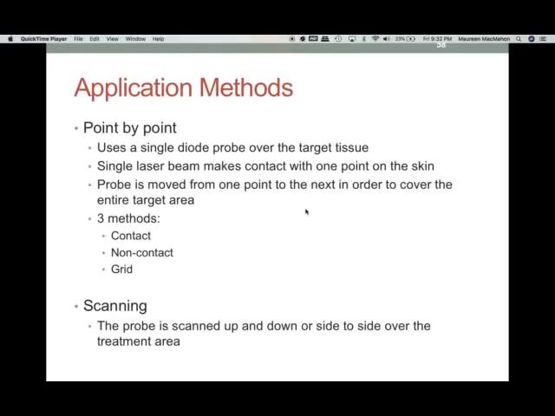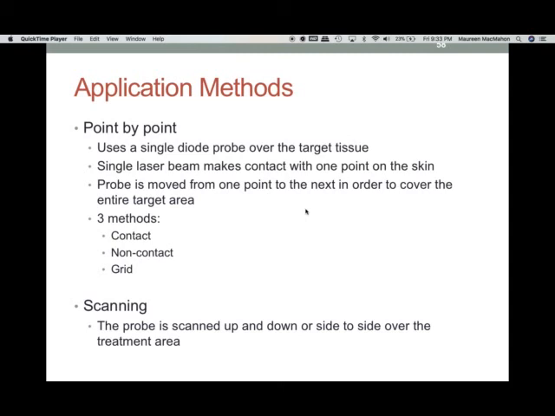Okay, so application methods, again, we'll do this in the lab. There are 2 different types: point by point or scanning. Point by point, and that's what we're going to use in the lab, uses a single diode probe over the target tissue. So you're right over the target tissue, and that single laser is going to make contact with one point on the skin. So it's not moving, it's just static.